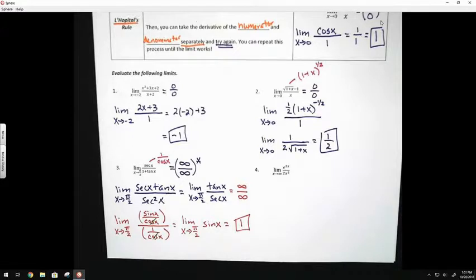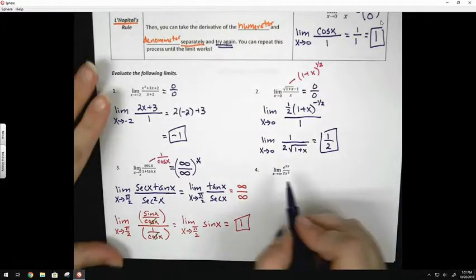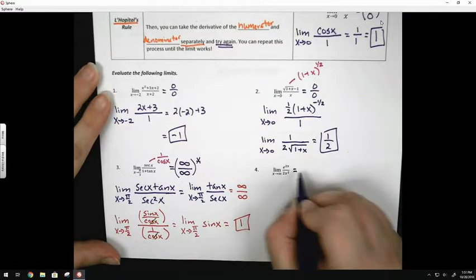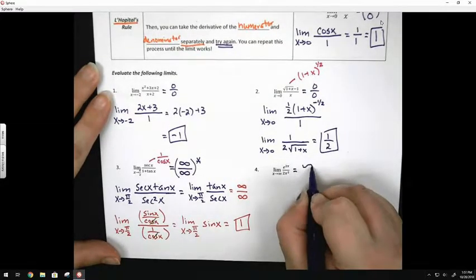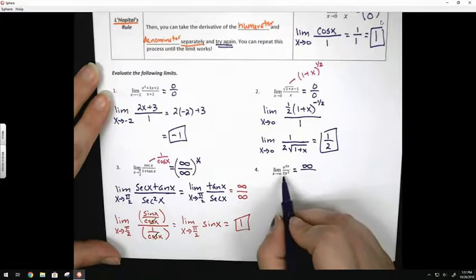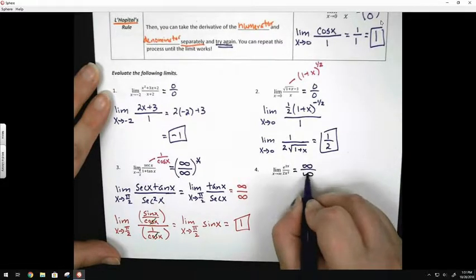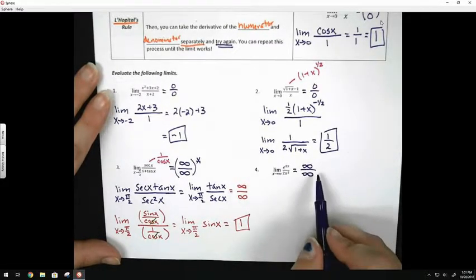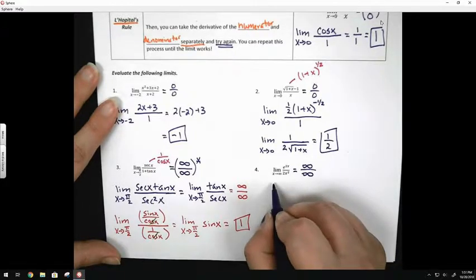All right, let's take a look at the next one. Limit as x approaches infinity of e to the 2x, that would give me infinity on the top, and 2x squared, that would give me infinity on the bottom. So there's my indeterminate form. That's how I know I can apply L'Hopital's rule.